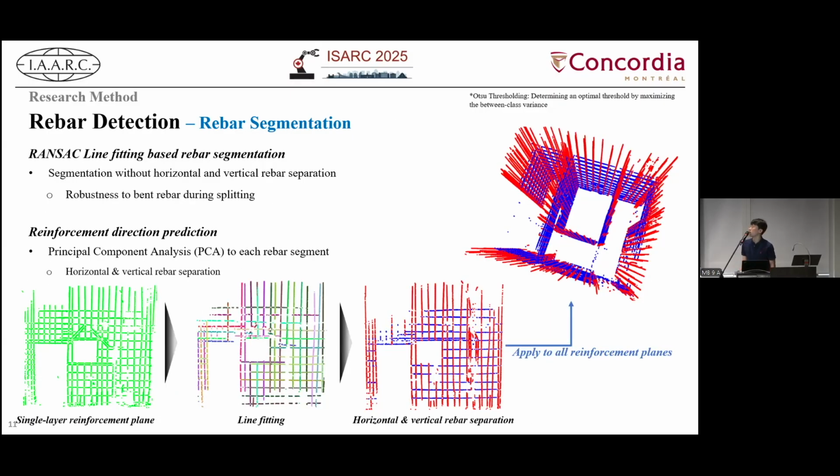And we run a RANSAC-based line fitting to fit one rebar after another. This method makes no prior assumption about orientation. It is robust even when some rebars are slightly bent. And we use PCA, principal component analysis, to calculate the arrangement axis, and we split the horizontal and vertical rebars.